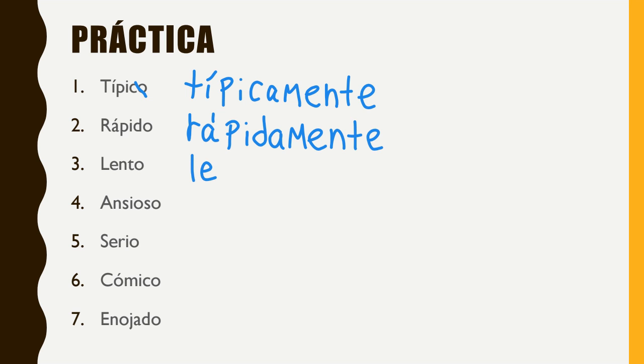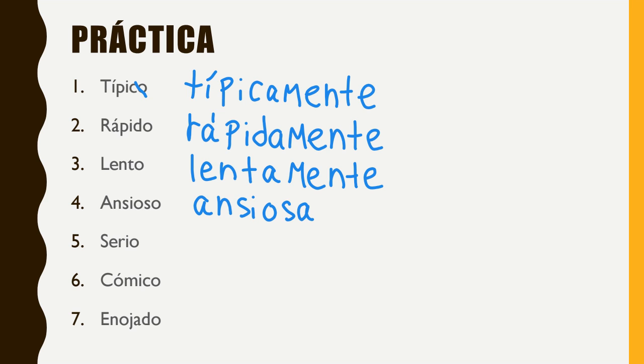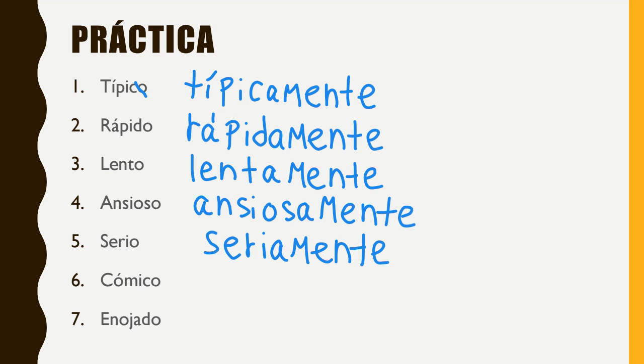Lento is slow, but we're going to change that to an adverb, change the O to an A, and add mente, so lentamente, which is slowly. Ansioso, so anxious. We change the O to an A, ansiosamente, anxiously. Serio, seriamente. All right. So as an adjective, I could say él es serio. He is serious. But then as an adverb, I could say él habla seriamente.